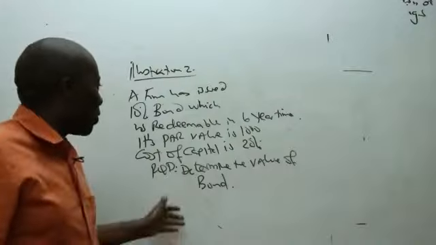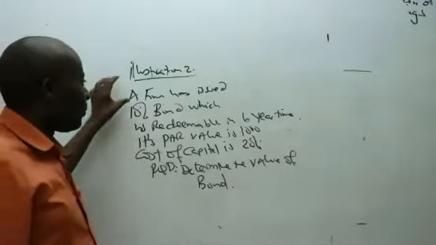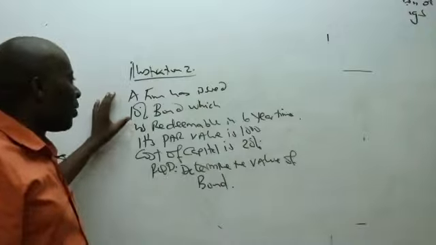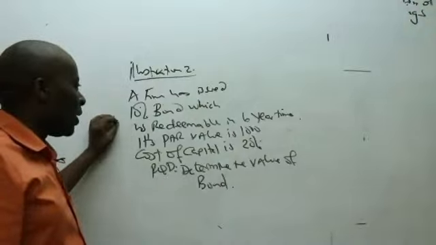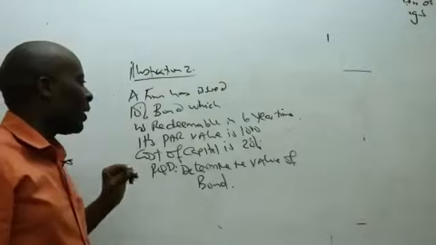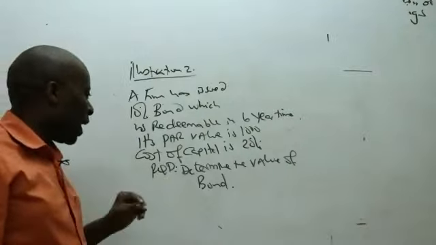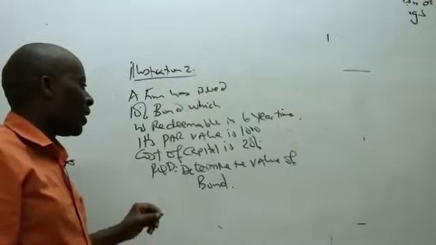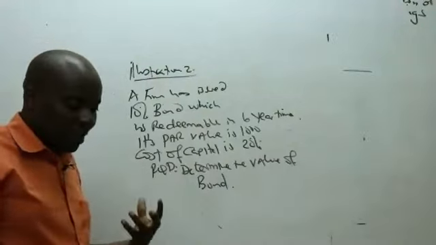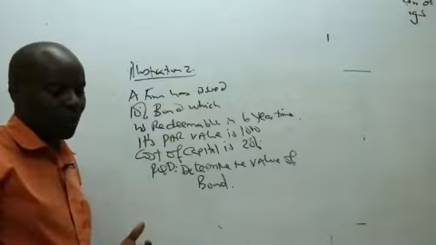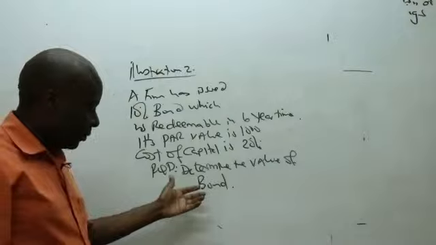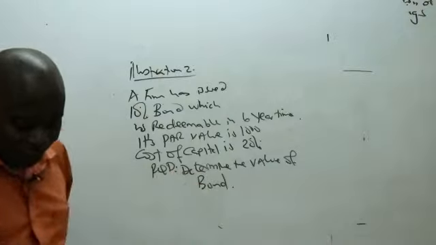We have a question. I hope now you can see this question. A firm has issued 10% bonds, a bond which is redeemable in 6 years' time. Its par value is 1,000. The cost of capital is 20%, and then you are required to determine the value. Remember, we are studying valuation of securities. I'm giving you 5 minutes.